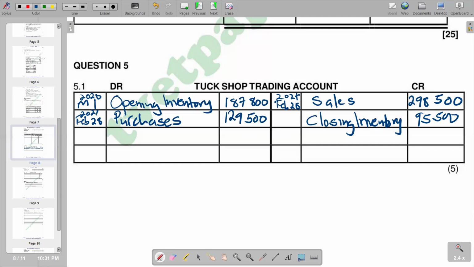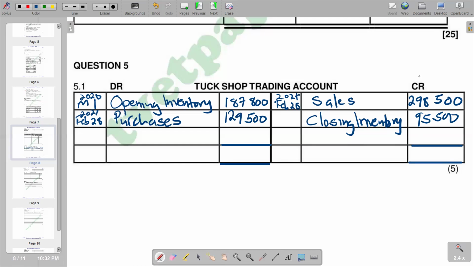So what we are going to do is just to leave one line, one row blank, and then we put our double lines. After putting our double lines, we now add to find which total is greater, debit or credit. So we add the total of the debit and put it aside, we add the total of the credit and put it aside. Then you compare the two totals.